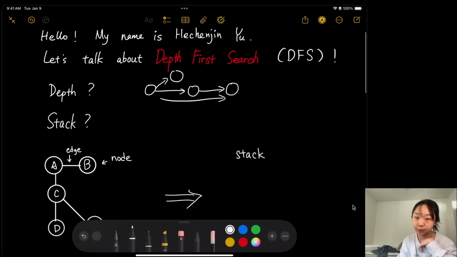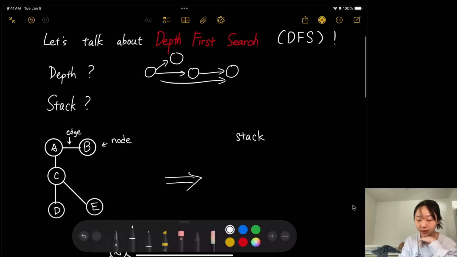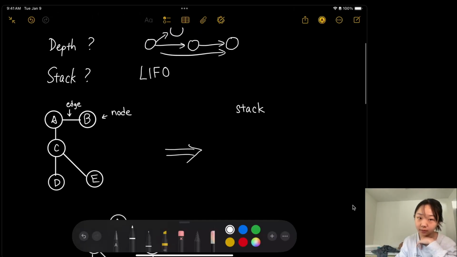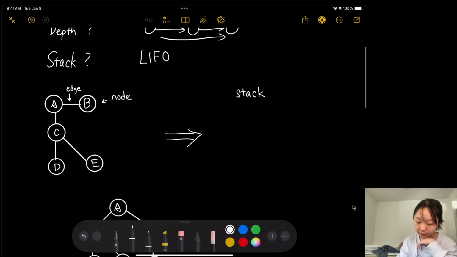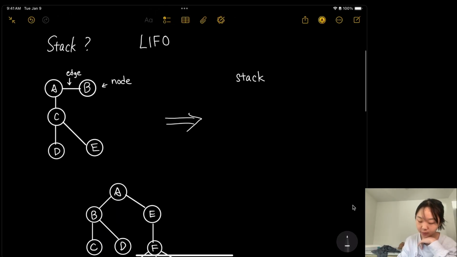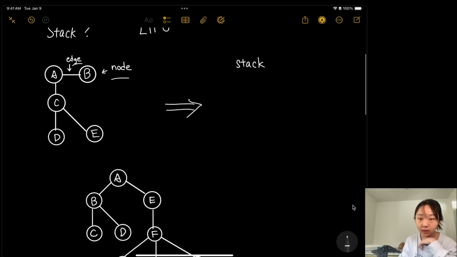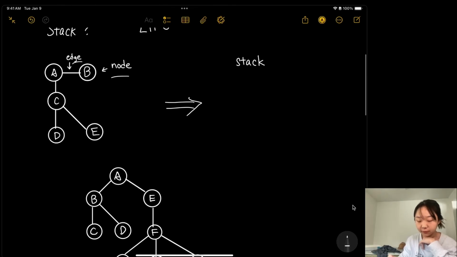And we may also have learned what is the concept of stack, right? In CS 24 or 32. So a stack is a LIFO structure, which means last in, first out. So let's move on to a graph. You can see here a graph has some nodes and some edges. You can see like here, this is the edge and this is the node. So we may ask, if we start from node A, which nodes can we reach?